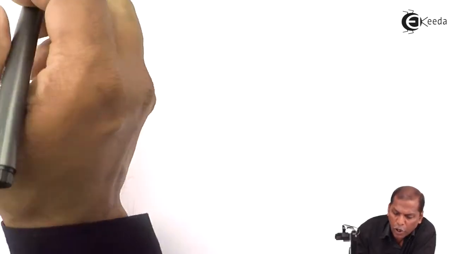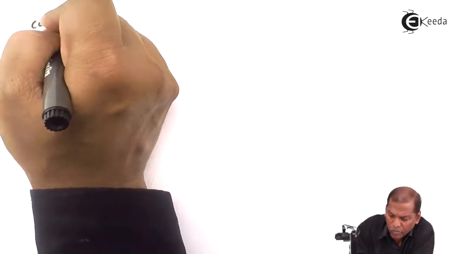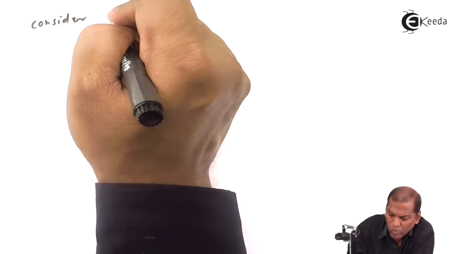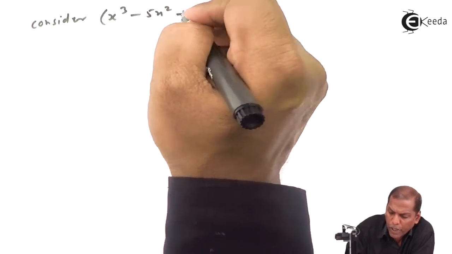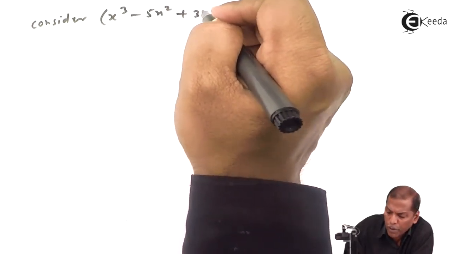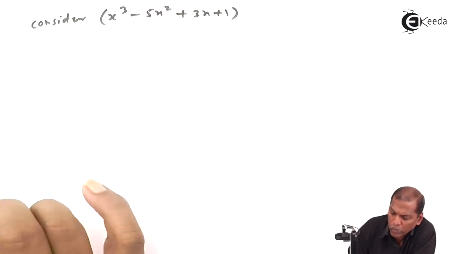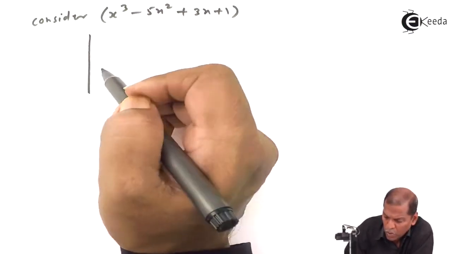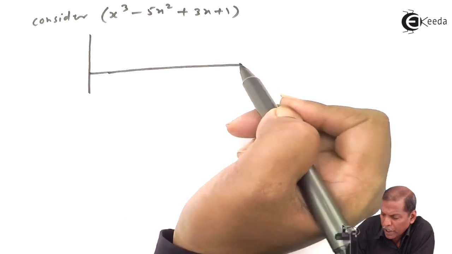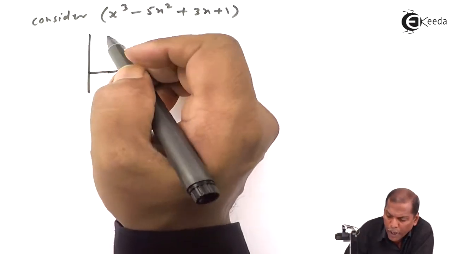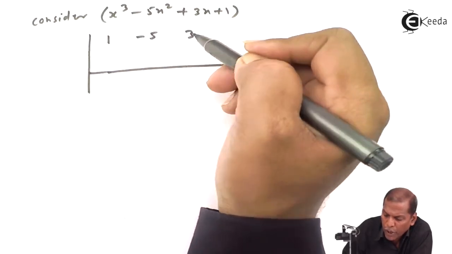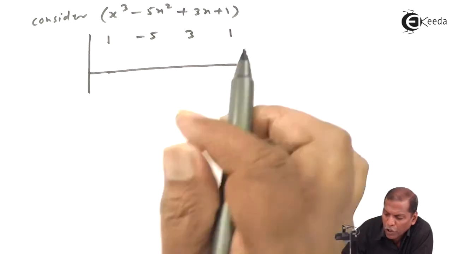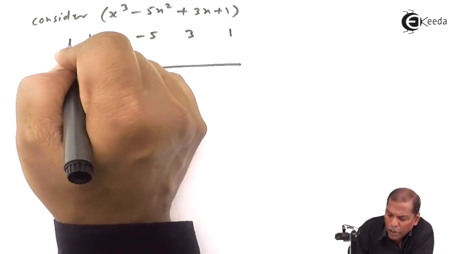Now we consider the term which is present in the denominator: x cube minus 5x square plus 3x plus 1. By using the synthetic division technique, first we write the coefficients. For x cube we write coefficient 1, for x square minus 5, for x coefficient 3, and finally the constant term 1. We start division from 1.